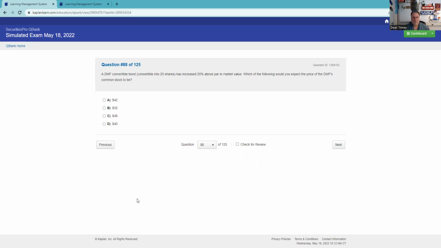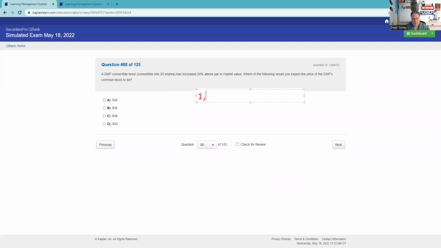A DMF bond is convertible into 25 shares. That's nice, they actually told us the conversion ratio. Remember, sometimes we have to solve for it, but here they're telling us what it is. It says the bond price has increased 20% above par. So what would you expect the price of DMF common to be? I think what I would do here is figure out parity.